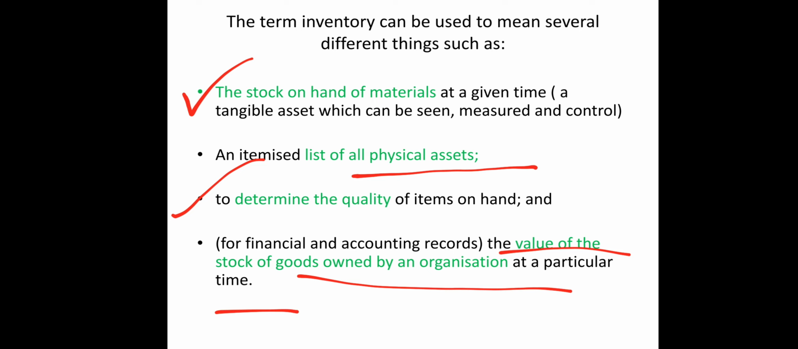So inventory may be the assets, it may be the raw materials in hand, it may be the quality, or it may be the value of the stock you have with you. So these are some ways, or some parameters, of inventory.